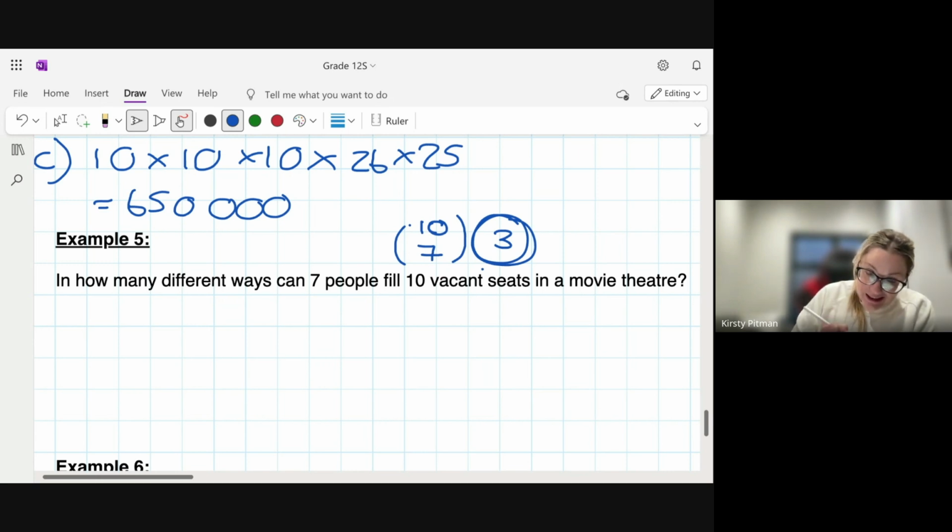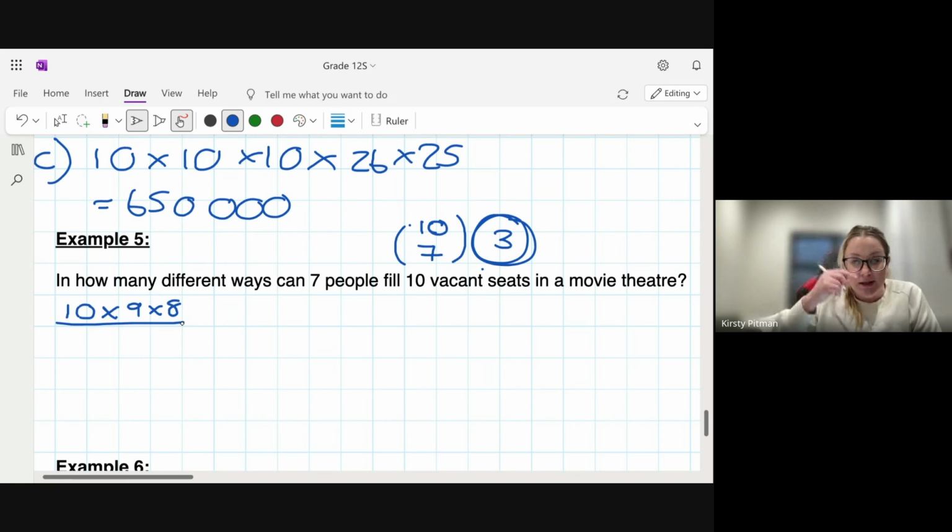So the way I understand it is I'm starting on the top. I have 10 times 9 times 8. Do you see how I've got 1, 2, 3? 10 times 9 times 8 over. On the bottom, if I say 10 minus 7, it gives me 3. So I'm starting with 3 times 2 times 1, and that gives me 120. Okay.